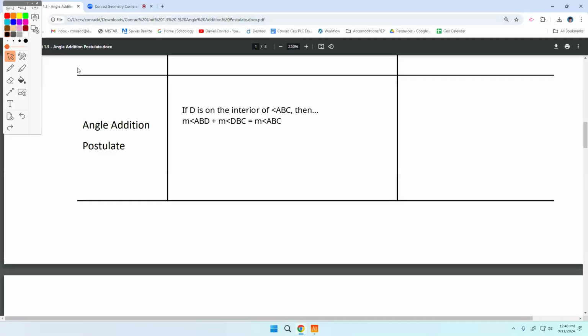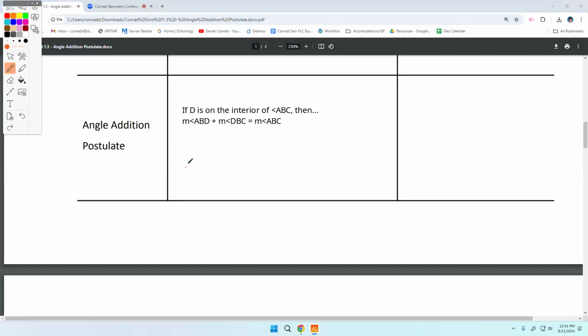Okay, these are the notes on the angle addition postulate. The angle addition postulate says if D is on the interior of angle ABC, then the measure of angle ABD plus the measure of angle DBC is going to equal the measure of angle ABC.